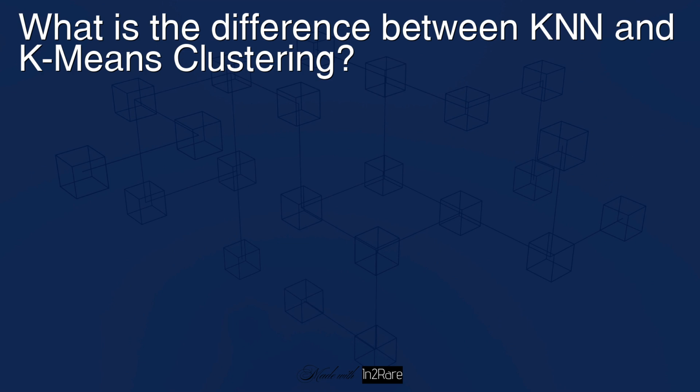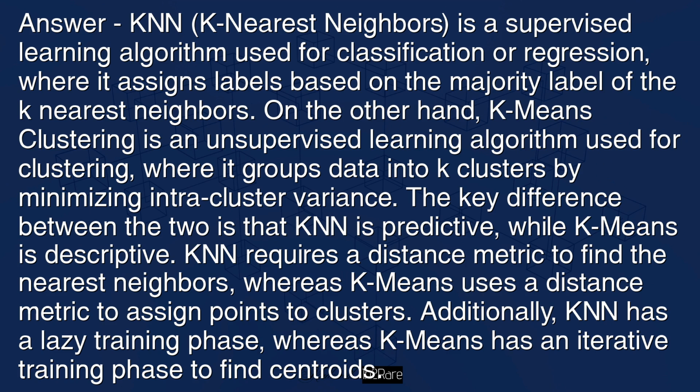What is the difference between KNN and K-means clustering? Answer: KNN, K-nearest neighbors, is a supervised learning algorithm used for classification or regression, where it assigns labels based on the majority label of the K-nearest neighbors. On the other hand, K-means clustering is an unsupervised learning algorithm used for clustering, where it groups data into K clusters by minimizing intra-cluster variance. The key difference between the two is that KNN is predictive, while K-means is descriptive. KNN requires a distance metric to find the nearest neighbors, whereas K-means uses a distance metric to assign points to clusters. Additionally, KNN has a lazy training phase, whereas K-means has an iterative training phase to find centroids.